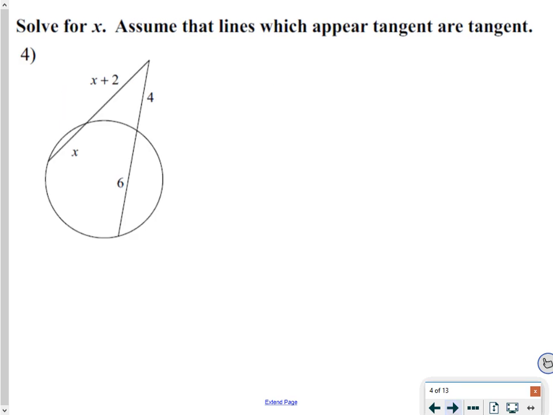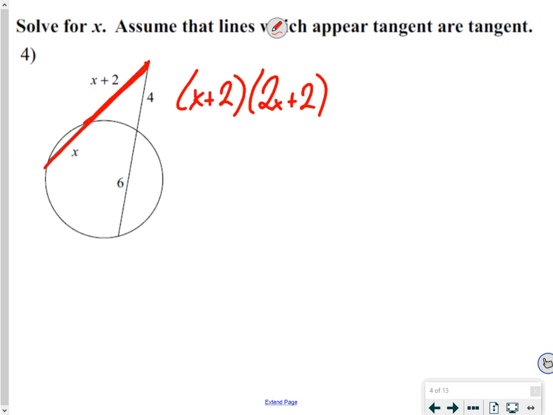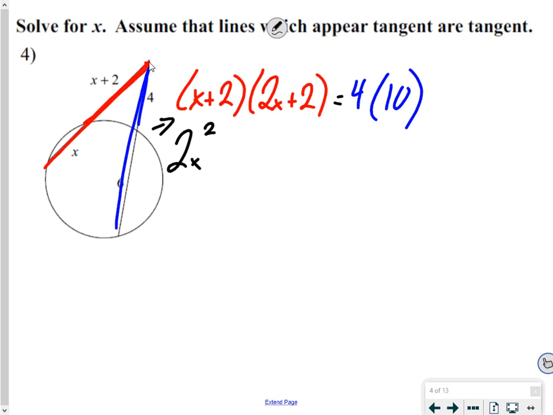All right, we're skipping 3, going on to 4. All right, so in this one we have the secant-secant relationship. So exterior times the whole of one secant segment, which would be x plus 2 times 2x plus 2, equals the exterior times the whole of the other secant segment. And now from here, we can do our thing. We can FOIL this first quantity out. All right, we're going to get 2x squared plus 6x plus 4.